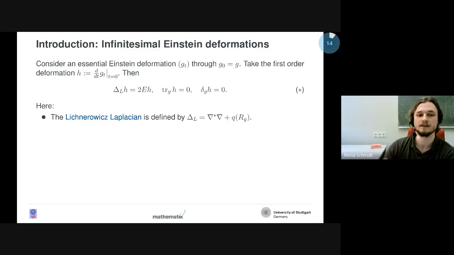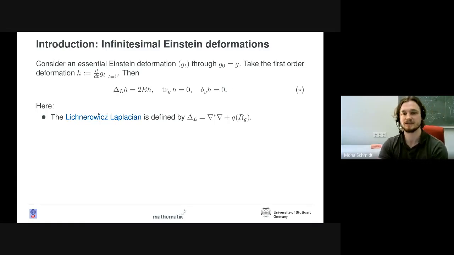First of all, this operator here is the Lichnerowicz Laplacian. It's defined by a sum of, so this is nabla, this is how I denote the Levi-Civita connection of the metric g. If I take nabla star nabla, that's the rough Laplacian or Bochner Laplacian. And this Q of R is some operator that depends solely on the Riemannian curvature of g.